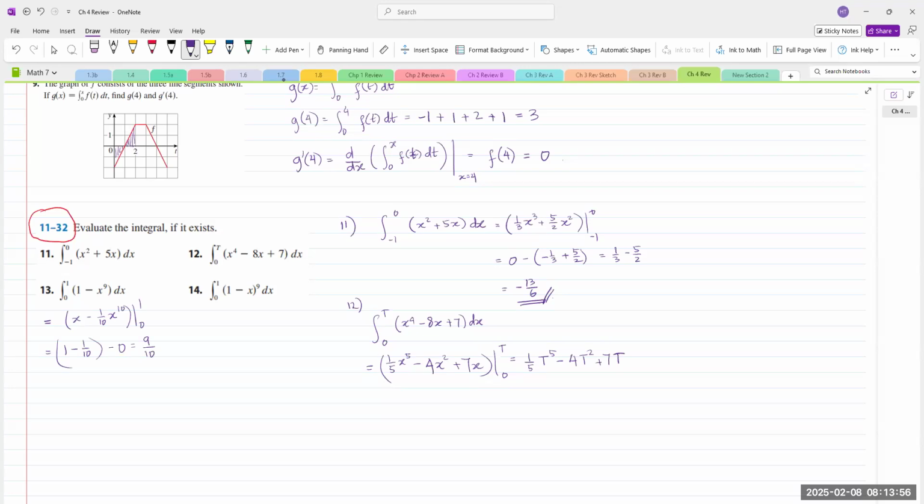Number 14, however, oops, the 9 is outside. So I need to do substitution. U equals 1 minus x, so du is negative dx.